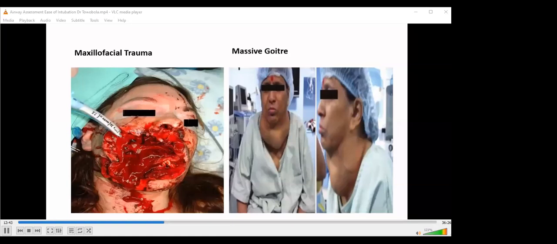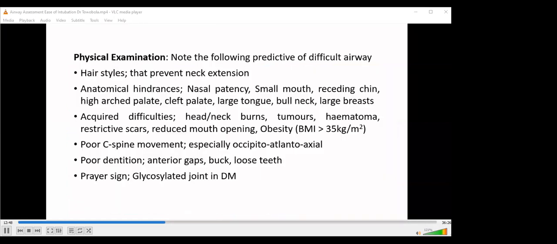Would like to look at physical examination now and look at some things we need to look out for when we're examining our patients. Some hairstyles prevent neck extension, especially those on the plane of the neck extension.